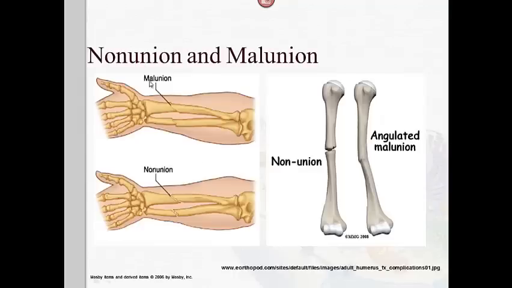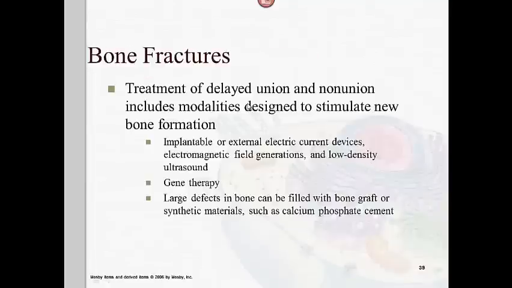This is an example of a malunion, and a nonunion. This is a malunion as well because it's angulated. The treatment for delayed union or nonunion includes different modalities. You could implant an electrical current device to stimulate bone growth in the nonunion. Gene therapy, or an enlarged defect in the bone can be filled with a graft or synthetic material.